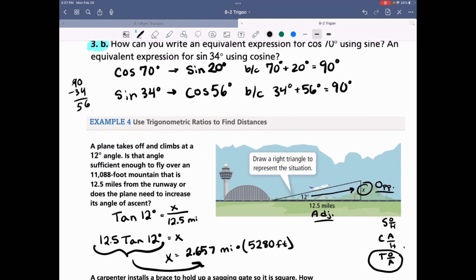So we have to multiply these to change it into feet because that would be equal to 1 mile, and this is unit analysis. The miles cancel, leaving us with feet. So I'm going to times 2.657 times 5,280, and I get 14,028.96 feet.